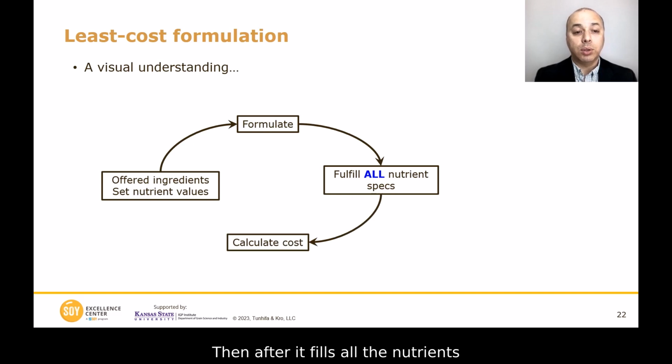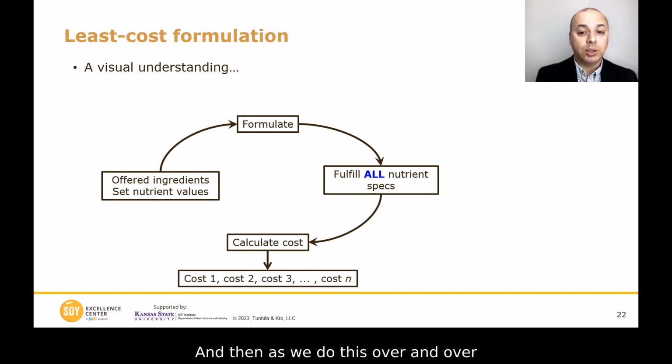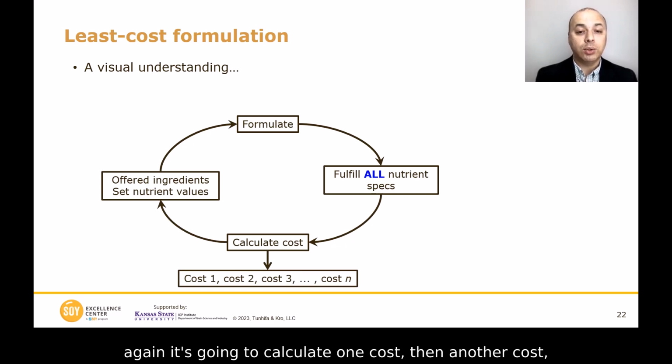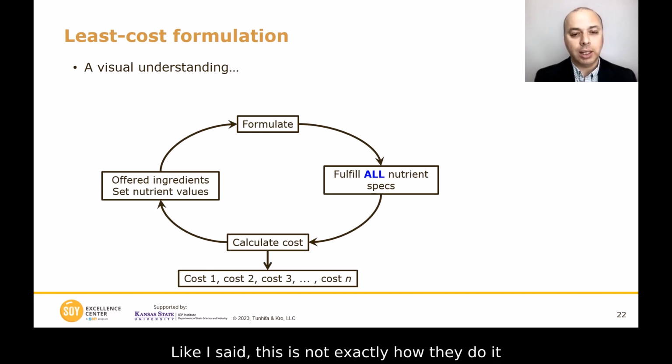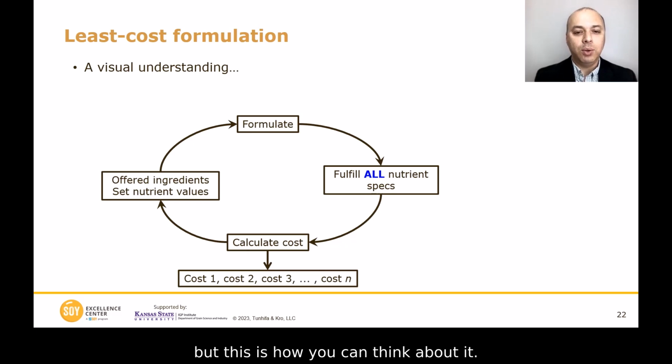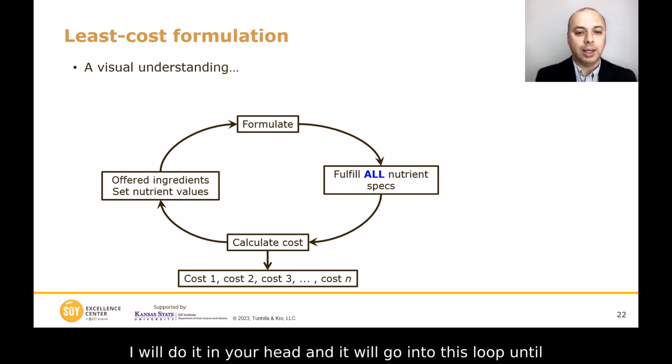Then after it fills all the nutrients, it's going to calculate the cost, and then as we do this over and over again, it's going to calculate one cost, then another cost, then another cost, until it finds, let's say, the lowest cost. Like I said, this is not exactly how they do it, but this is how you can think about it in your head.